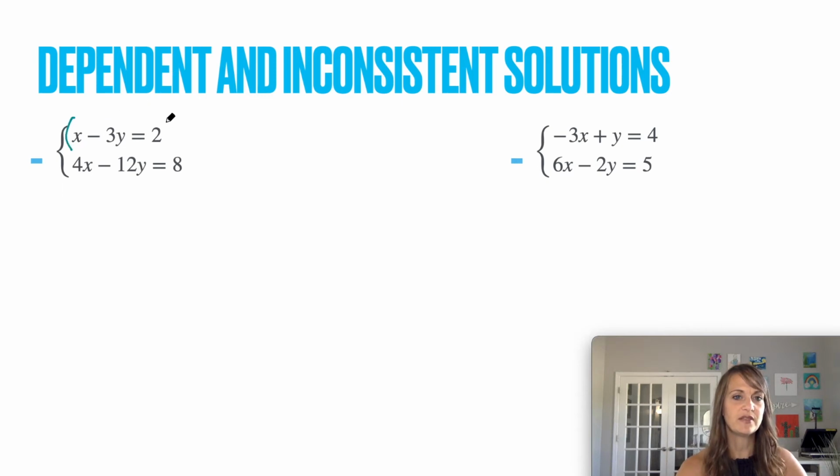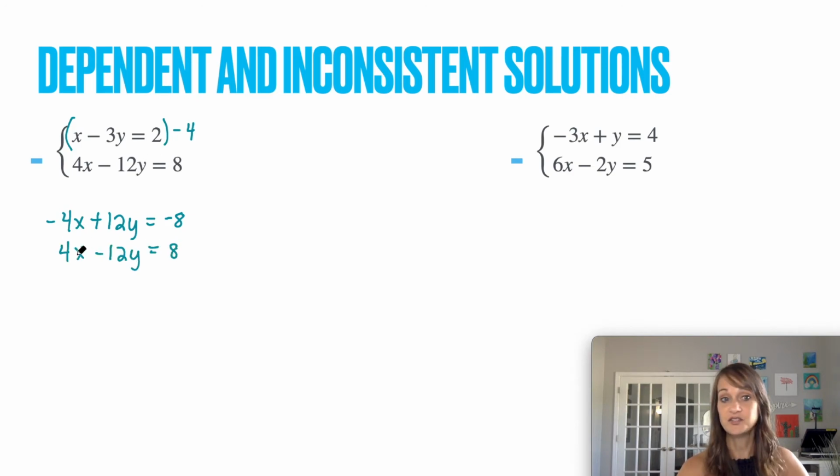So if I multiply the top equation by a -4, then the -4x will eliminate with a positive 4x. So -4 times x gives me a -4x. -4 times -3 gives me a positive 12y. And -4 times 2 gives me a -8. On bottom, I am not changing anything because I didn't have to.